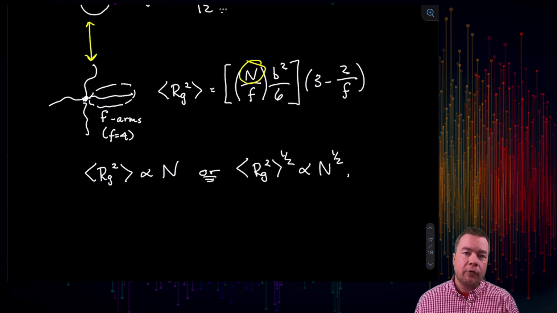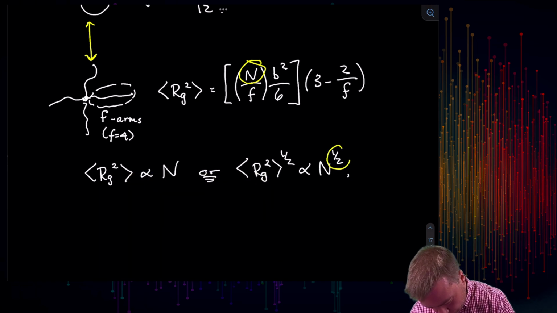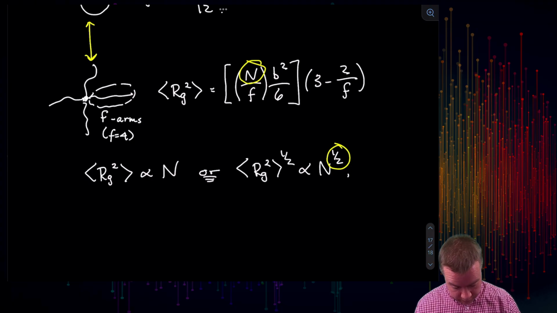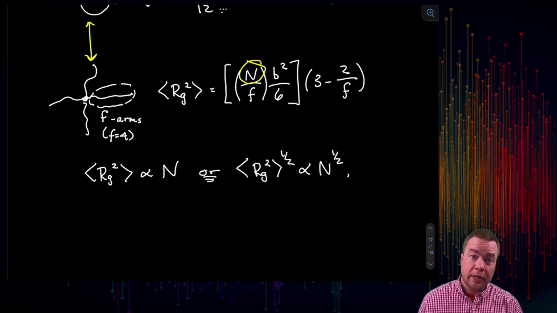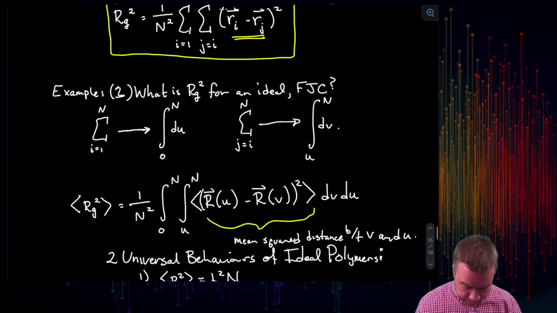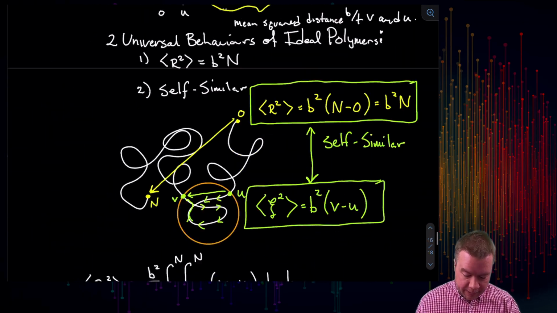This is the kind of thing that my group worries so much about. What are these exponents? Because they tell you so much about how a material behaves. So we spend a lot of time measuring these and figuring out what they are. Okay, so that's the radius of gyration. You see, it's not too much more complicated than the mean squared end-to-end distance.